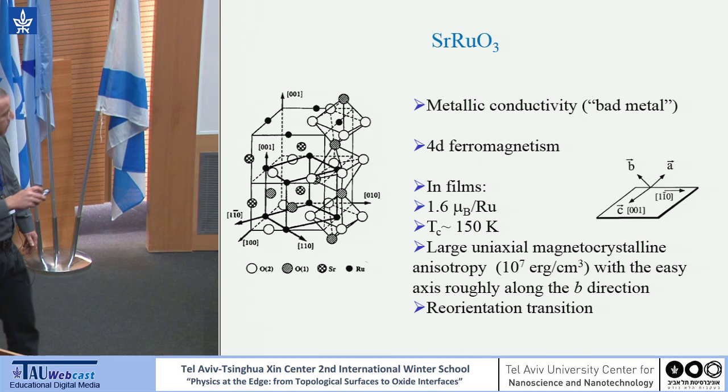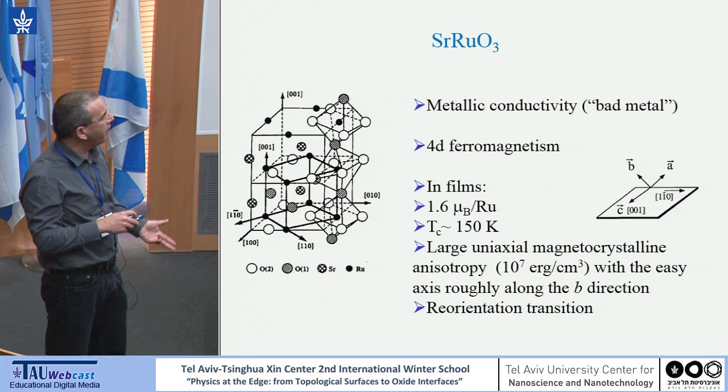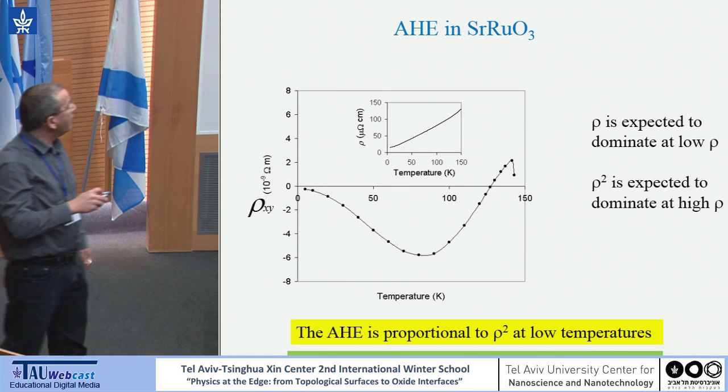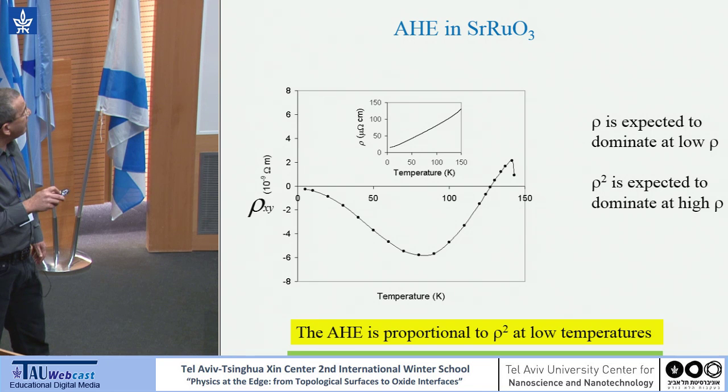The films that we've been studying are very, very clean and very, very uniform. So throughout the film, you have just a single easy axis. Now, this is how the anomalous Hall effect in strontium ruthenate looks. You see that this is the resistivity and this is rho xy.